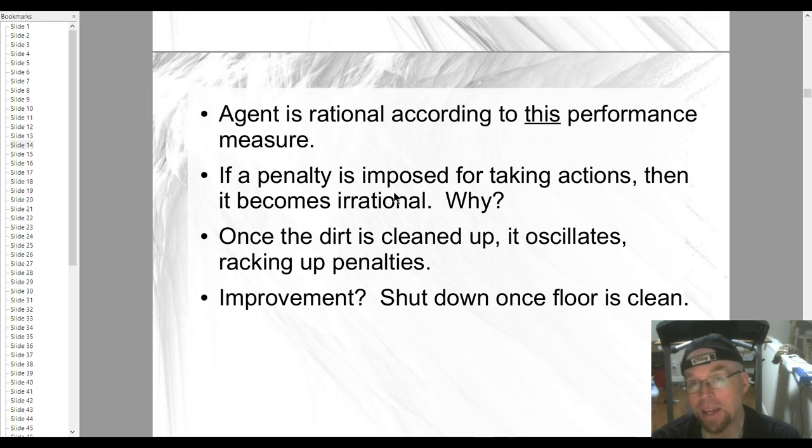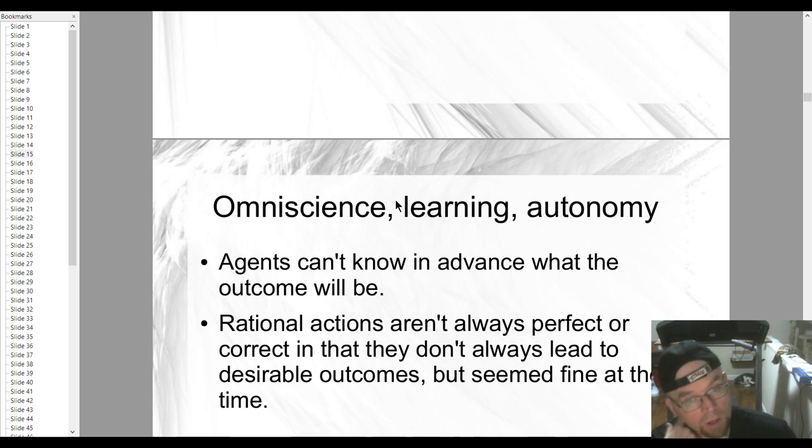So how can you make it more rational? How can you make it behave better? Well, once you've detected that A is clean and B is clean, we have to introduce an element of memory. If you remember that A is clean and then you discover that B is clean, shut down, turn yourself off, it's over. So you minimize the penalties that you take in your performance measure.